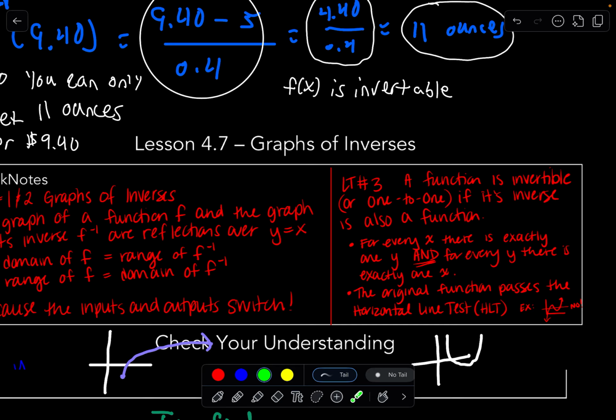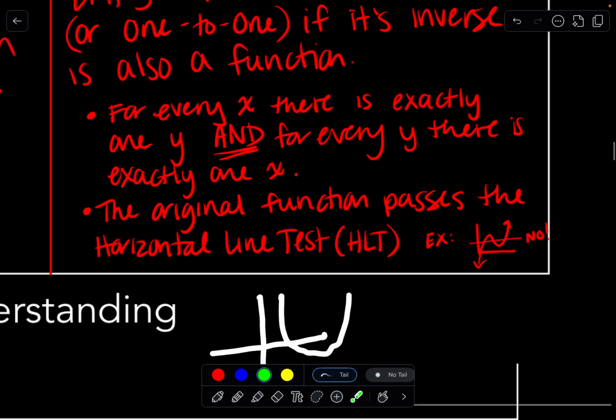Learning target number 3, a function is invertible, or this is kind of high-end technical language, one-to-one, if its inverse is also a function, which means that each x goes to only one y, but each y is only connected to one x. Okay? And that leads us to what they call the horizontal line test. If you draw a horizontal line and it only touches the graph at one point, then its inverse of the function, I can't even say it. Since that's the graph of a function f, its inverse is also a function.